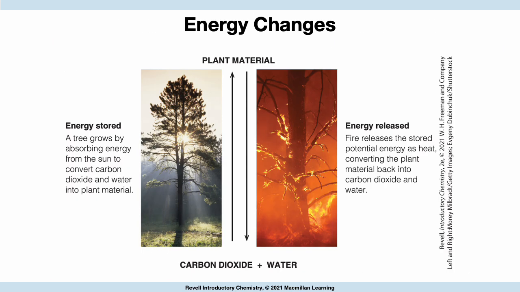One important thing to remember: a tree grows by absorbing energy from the sun to convert carbon dioxide and water into plant material. So it stores energy, right? But when you burn this tree, if the tree catches fire, that releases all the stored potential energy as heat and converts the plant material back to carbon dioxide and water. So everything's basically converting back to its original state. That's what this means. You can only change form.